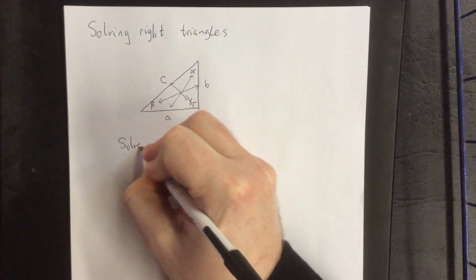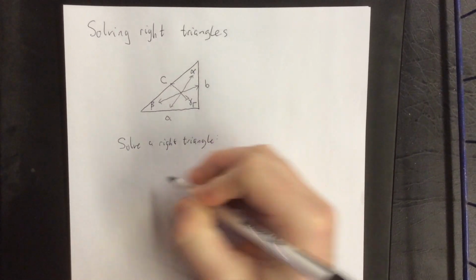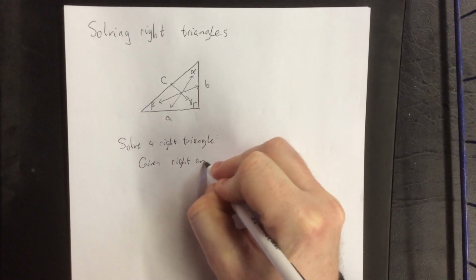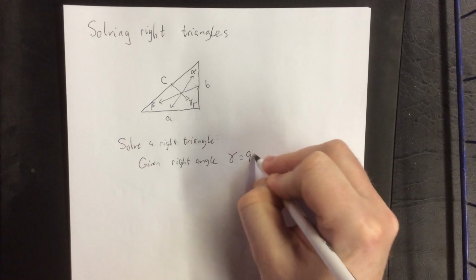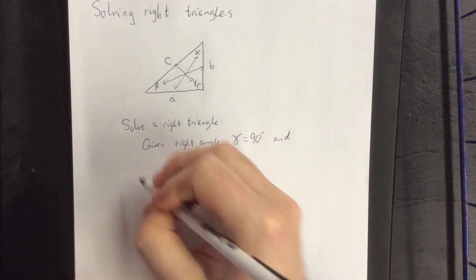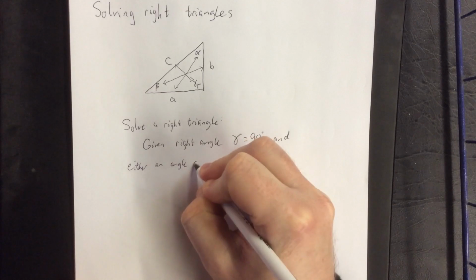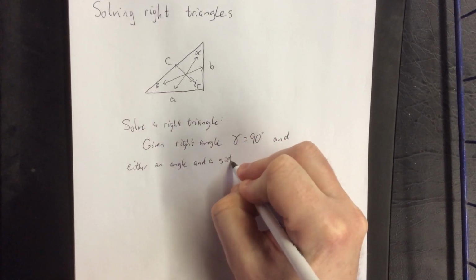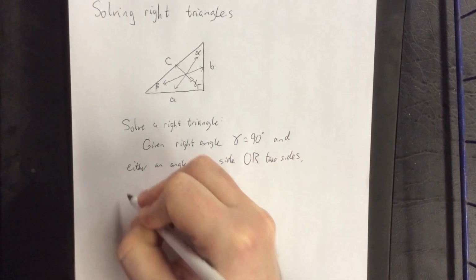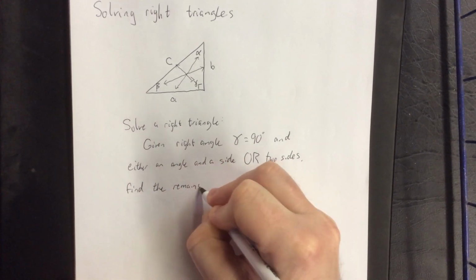So to solve a right triangle, you are going to be given the right angle, which we're referring to as gamma, being a 90-degree angle, and either an angle and a side, or two sides. We're going to find the three remaining quantities.